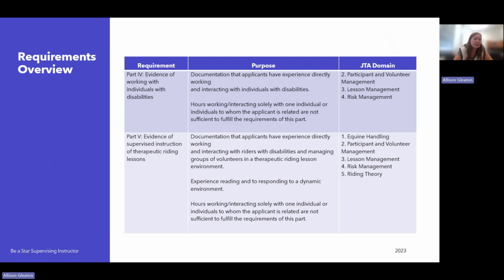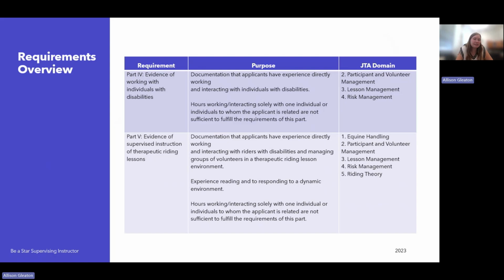And ideally, of course, it would be a wide range of disabilities, but we don't have requirements around that. We just require that it's either in a therapeutic riding setting, or if it's outside of a therapeutic riding setting, that it's something like a special education classroom or a group home or some setting where there are individuals with disabilities that the applicant is not related to.